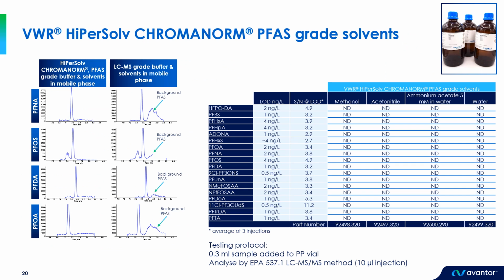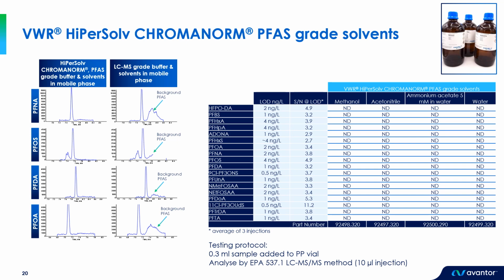In Europe, we've recently launched a range of PFAS-grade solvents, including methanol, acetonitrile, water, and 5 millimolar ammonium acetate premix mobile phase. The chromatograms on the left show the impact of these solvents when used as the mobile phase. So compared to LCMS-grade solvents, the PFAS-grade solvents result in much lower levels of background PFAS accumulating on our column. Additionally, for some PFAS, we observe less baseline noise as well, which improves the signal-to-noise ratio of our analyte peaks.